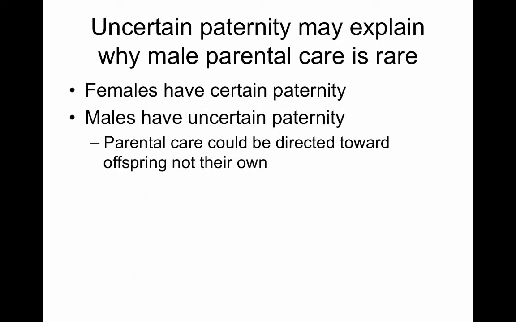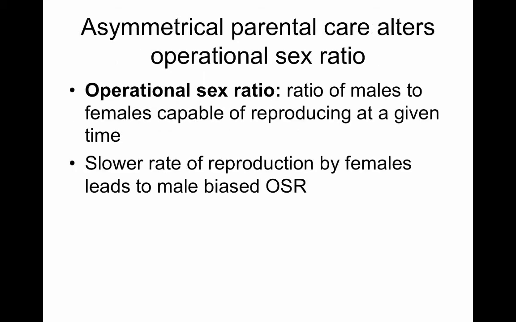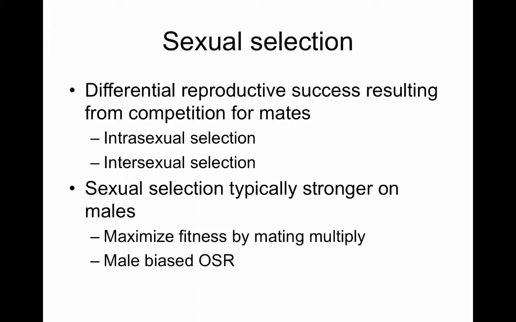There's another complication that I did not cover in class. Females have certain paternity. They're sure that they're the parent of the offspring. While males in general are uncertain, females may be mating with other males. And parental care that's not directed towards one's own offspring is ultimately a waste in evolutionary terms. So another piece of terminology is the operational sex ratio, the number of males to females.